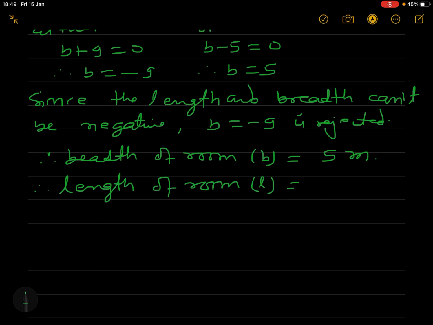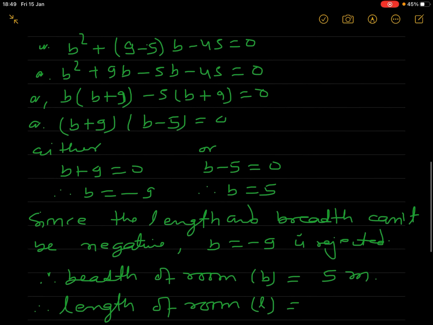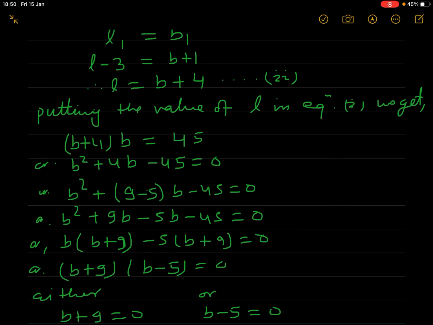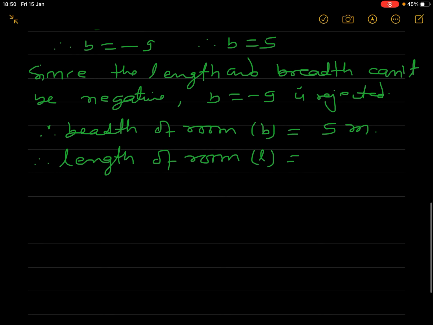we have already got in equation 2. L equal to B plus 4 is there. So we can substitute the value. L equal to B plus 4, that is 5 plus 4, so this is equal to 9 meter. So in this way we can find length and breadth of the room.